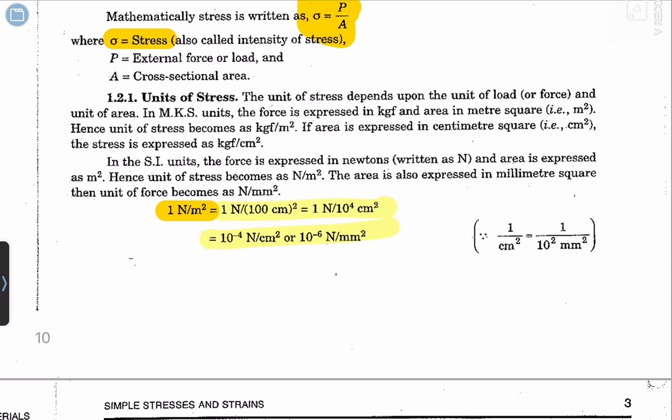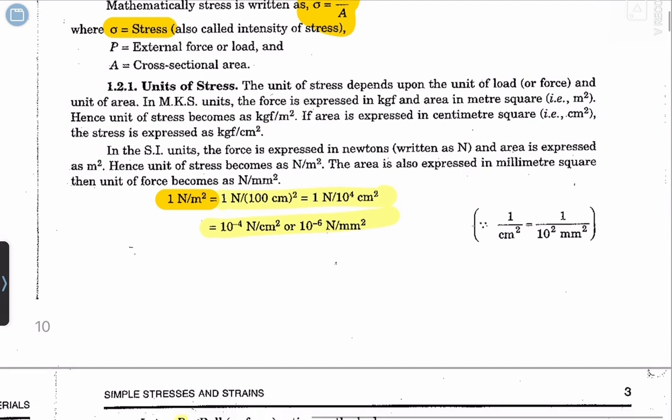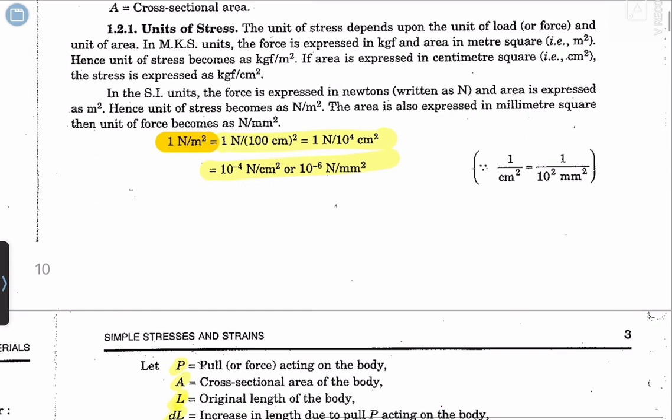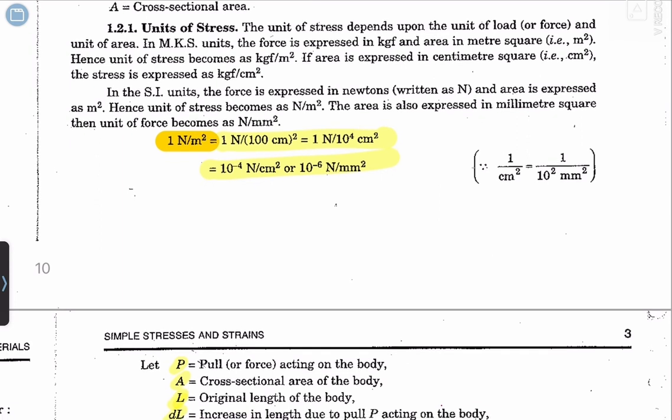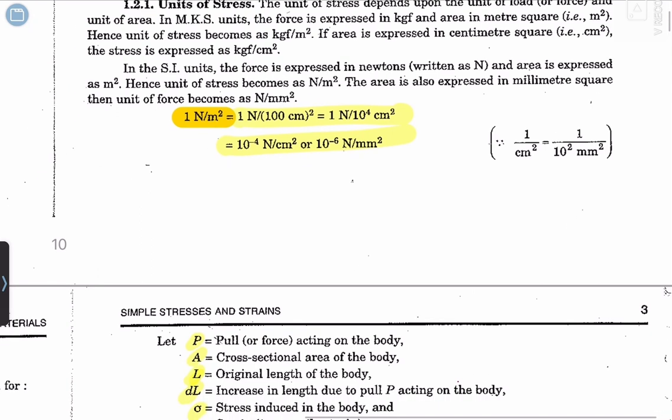In the MKS unit, the force is expressed in kgf and area in meter square. Hence, the unit of stress becomes kgf per meter square. If the area is expressed in centimeter square, the stress is expressed as kgf per centimeter square. In the SI unit, the force is expressed in newtons and area in meter square. Hence, the unit of stress becomes Newton per meter square. The area is also expressed in millimeter square. Okay, so this is very clear.